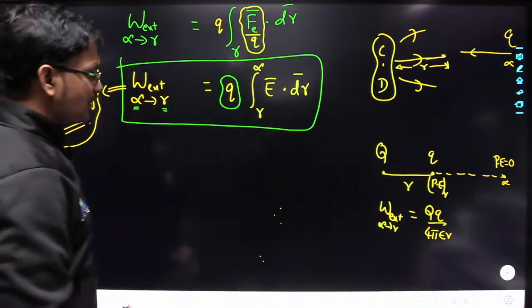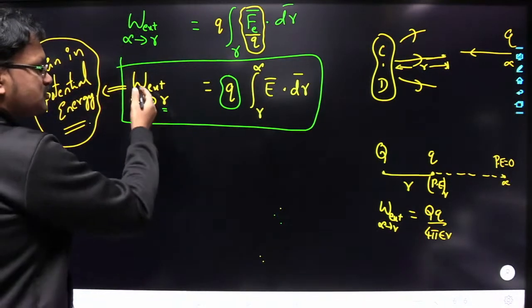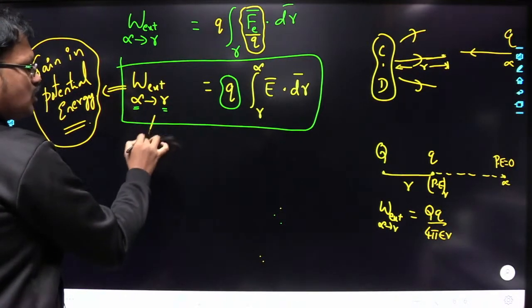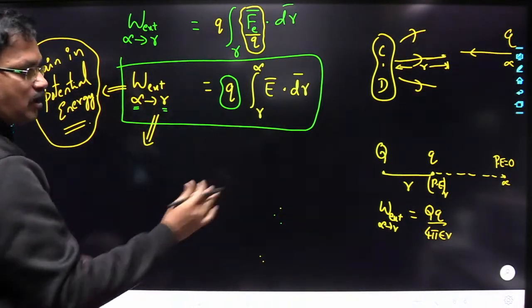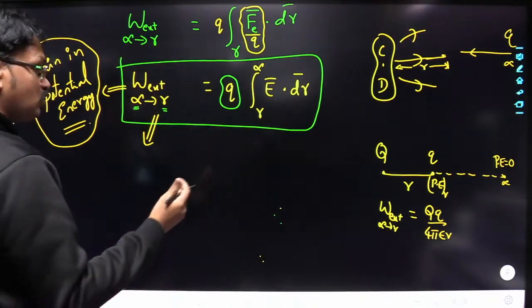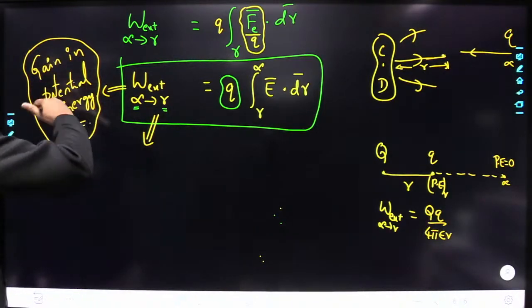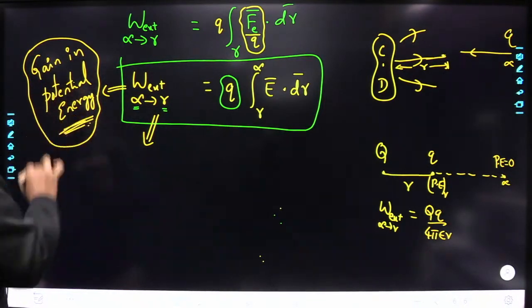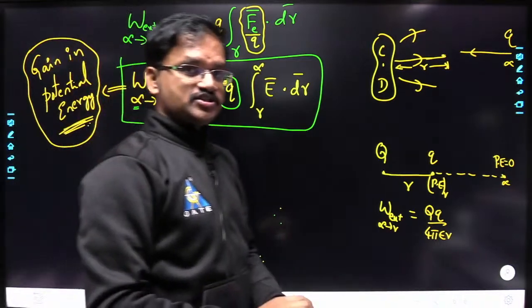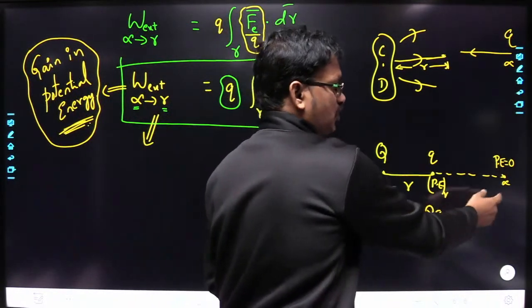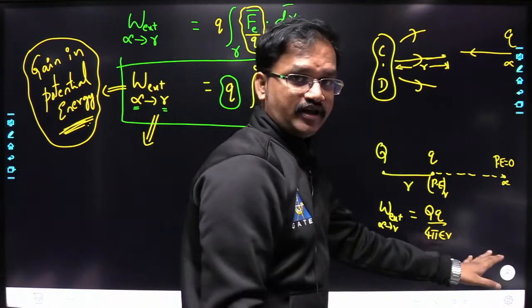So what I mean to say here is the work done in order to move the charge from infinity to R. If you move the charge from infinity to R, you are gaining potential. If you want to know the gain in potential energy, you have to take the potential energy at R minus the potential energy at infinity.